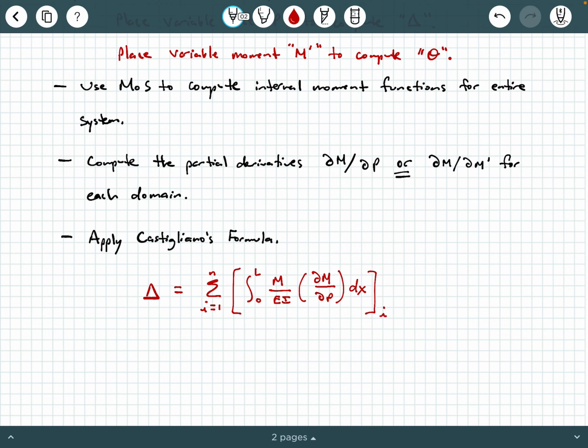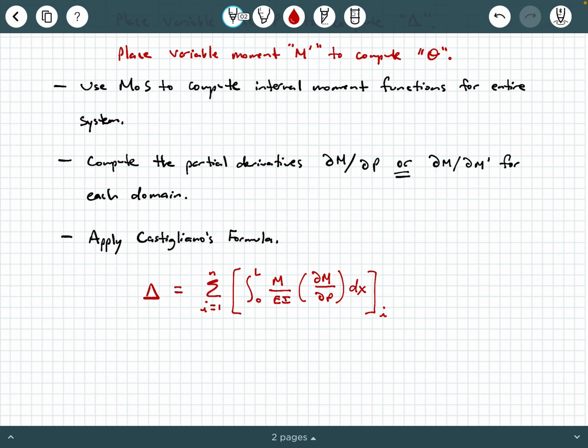Now, what does this mean? What are all these terms? EI is the flexural rigidity on segment i. L is the length of segment i. M is the internal moment function on segment i. And then dM/dP is that partial derivative of the moment function with respect to the variable load P. The summation represents you adding up these integral terms for each domain you have.